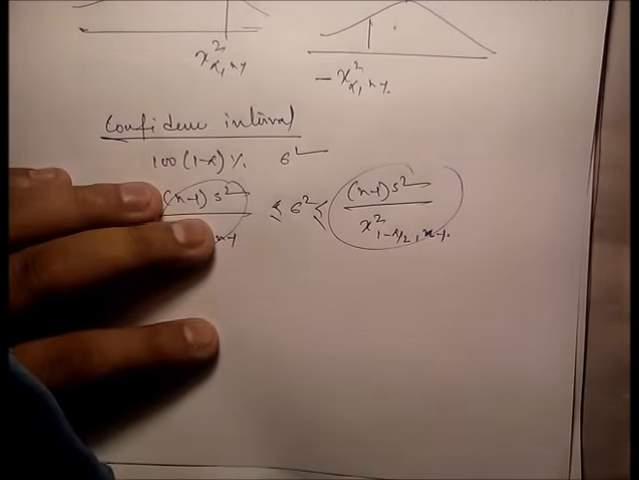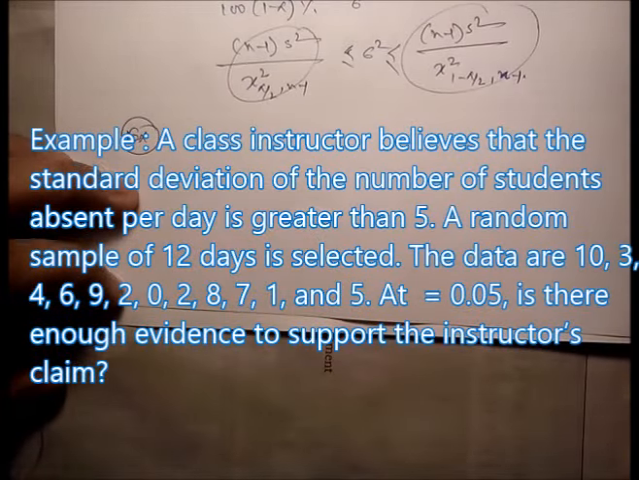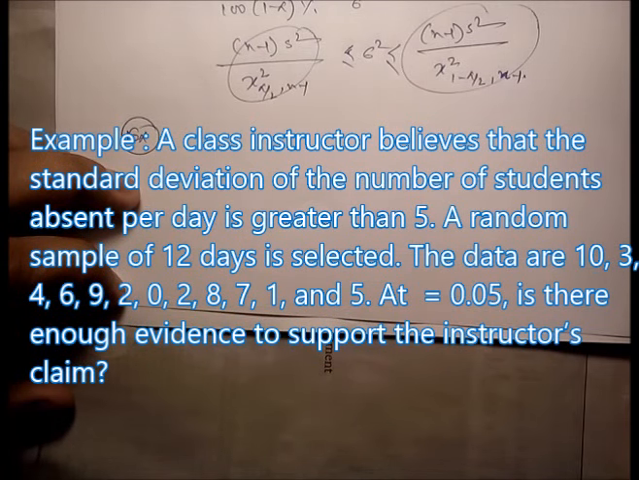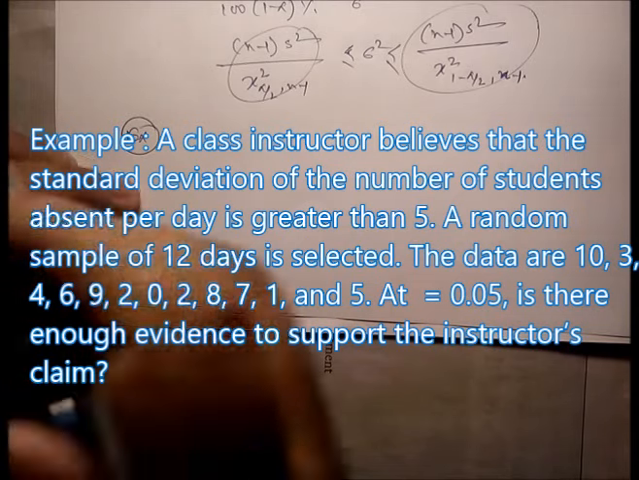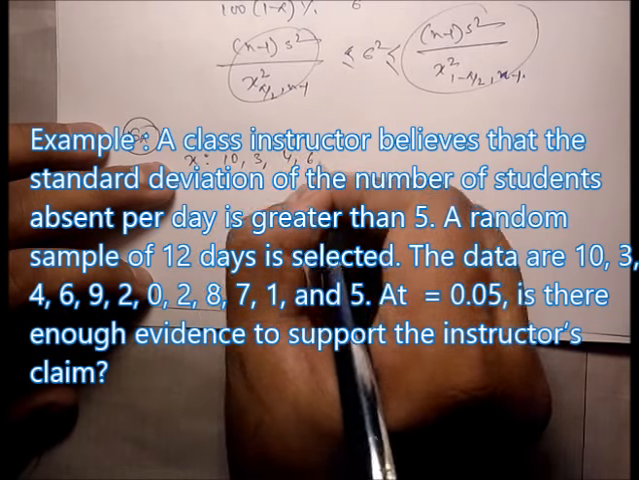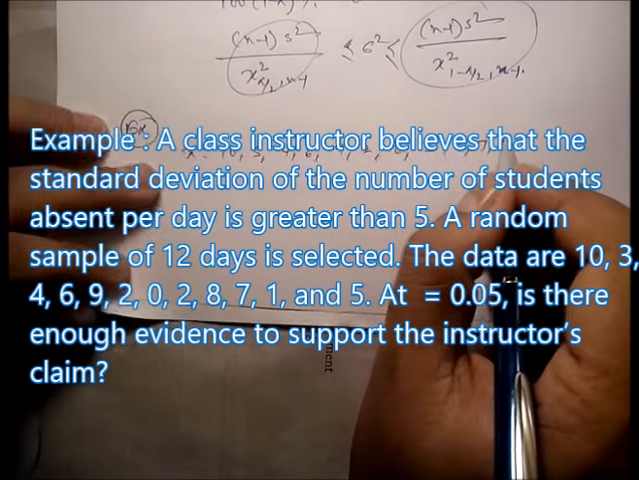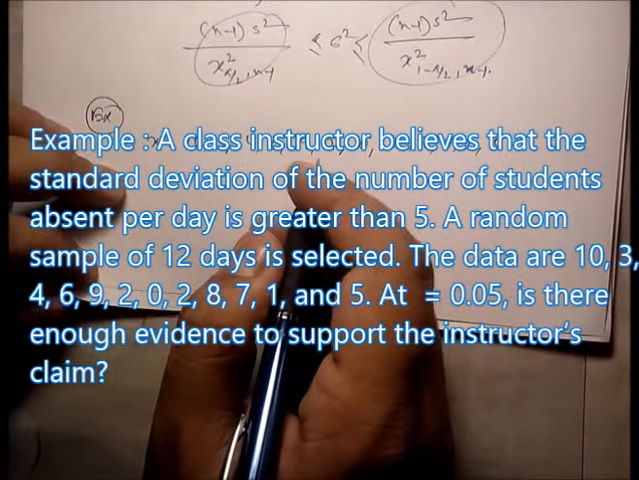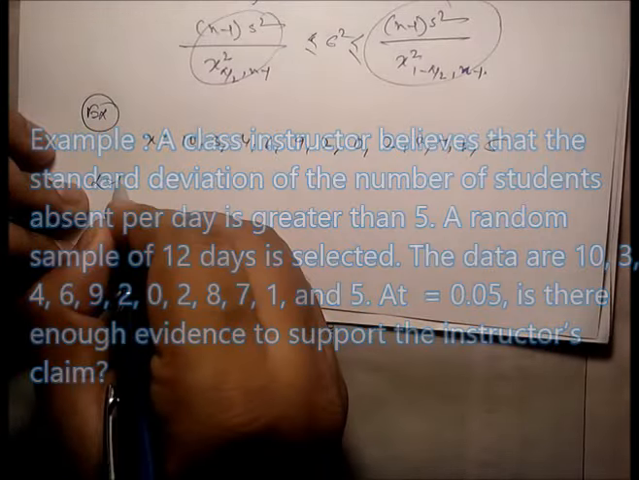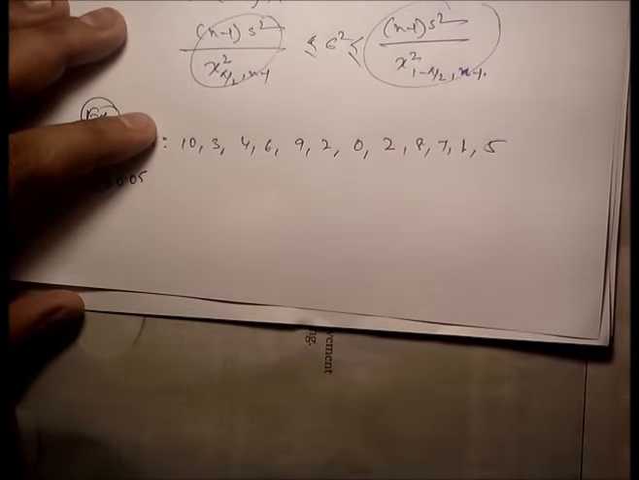Now, an example. A class instructor believes that the standard deviation of the number of students absent per day is greater than 5. A random sample of 12 days is selected. The data are 10, 3, 4, 6, 9, 2, 0, 2, 8, 7, 1 and 5. At alpha equal to 0.05, is there enough evidence to support the instructor's claim?